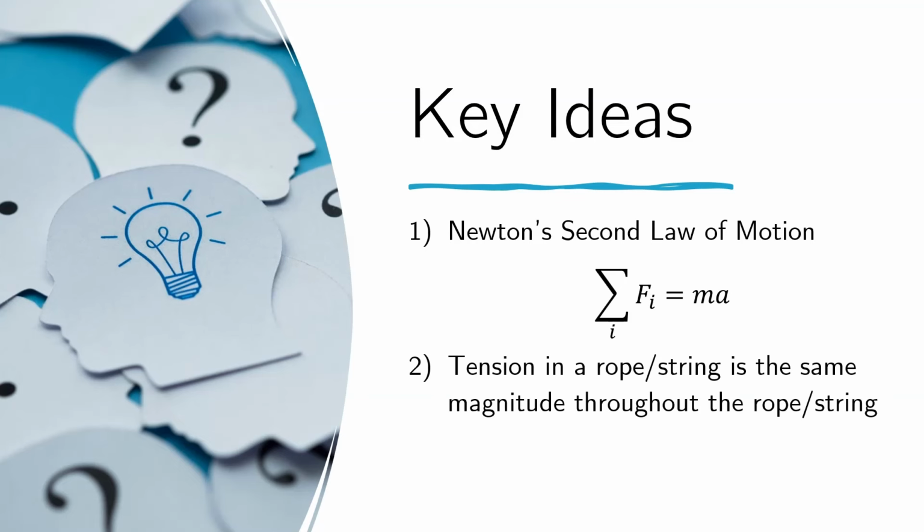And the second idea that we might want to remember is that the tension in a rope or a string is the same throughout the rope or the string. And so whatever the direction of the force that we're looking at, if it is a tension, then it will have the same magnitude whichever direction we're looking at.